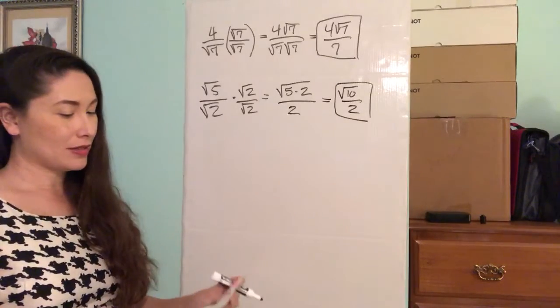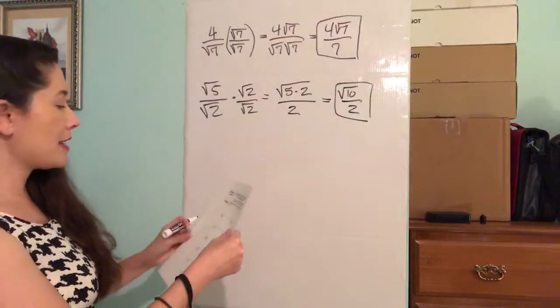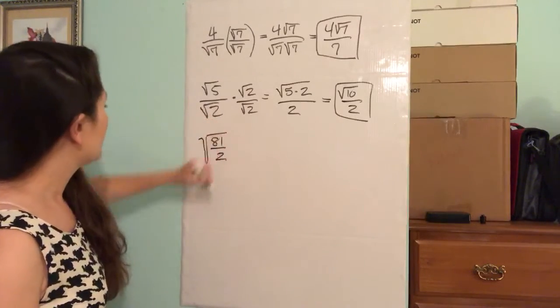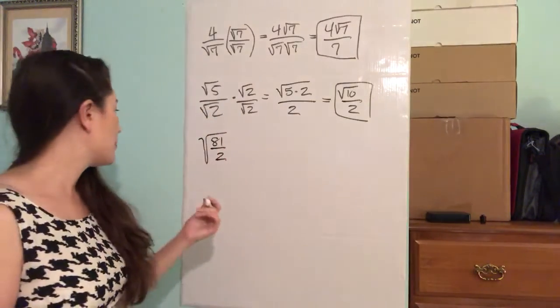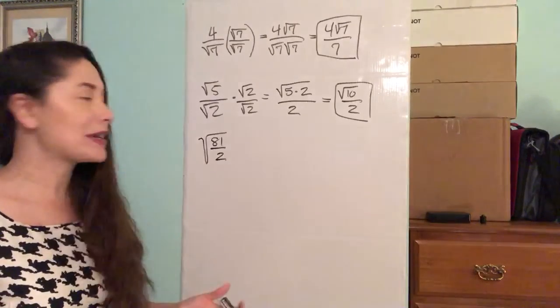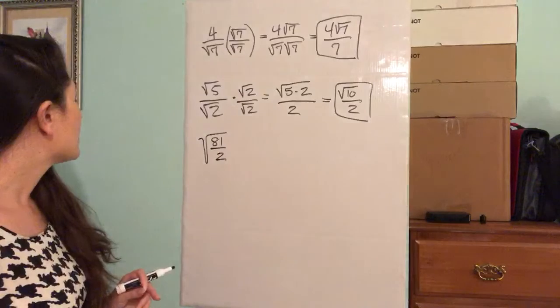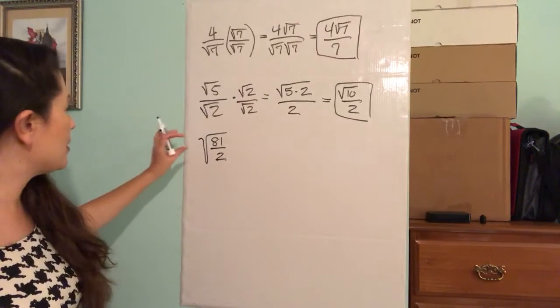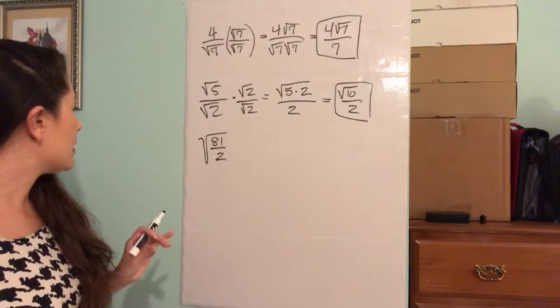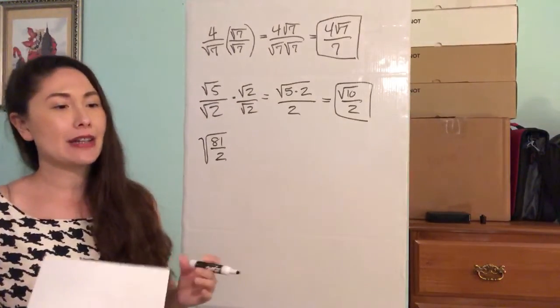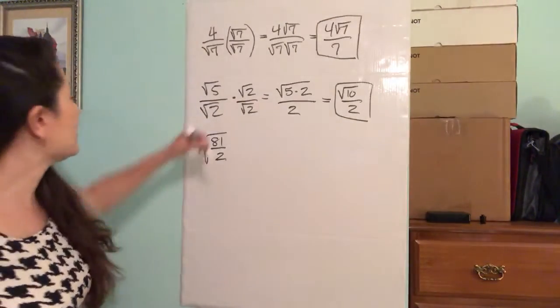Let's try another one. Okay, square root of 81 over 2. All right, again, we have a radical in the denominator. We don't like that. We want to get rid of it. But before we do that, can we do anything with this numerator 81? Is there a number that if it squares itself you get 81? Oh, what about 9, right?